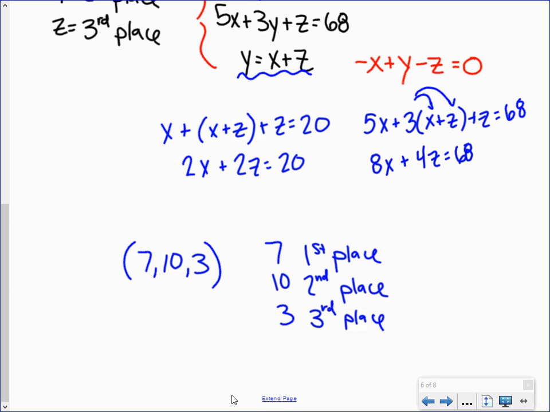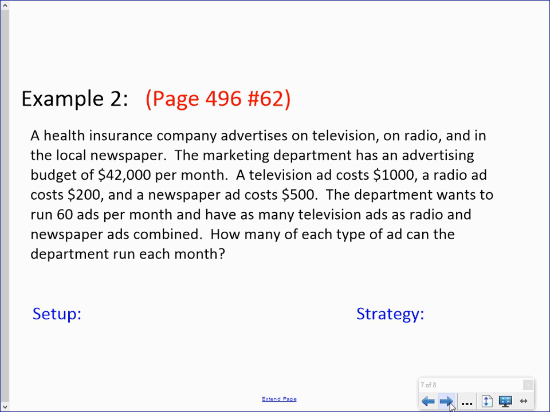Okay, here's the reason why I went out of order. Number 2 is actually page 496, number 62. It's not a required problem on your homework, but it is on the gold sheet for your homework assignment.